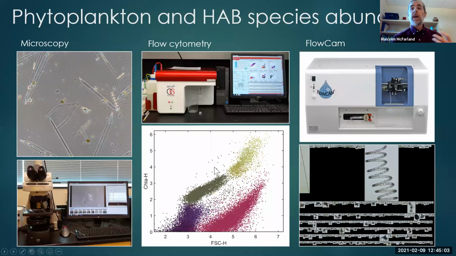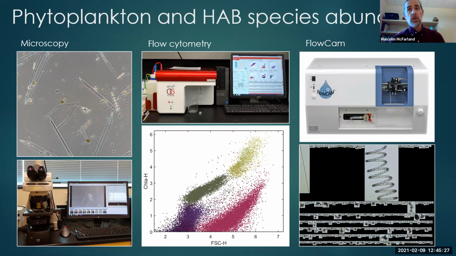So we bring those samples back to the lab. We look at them under the microscope, and we might see something like this. This is our trusty Nikon microscope that we use for that. We'll also use an instrument called a flow cytometer. And this is our flow cytometer that we have in the lab here. This produces data that looks like this down here. And what it does is it counts individual cells for us one at a time.